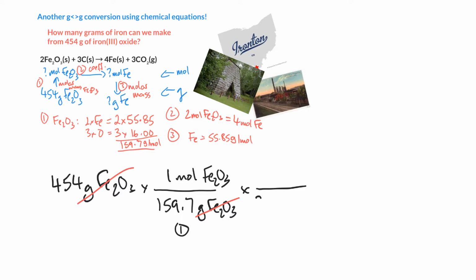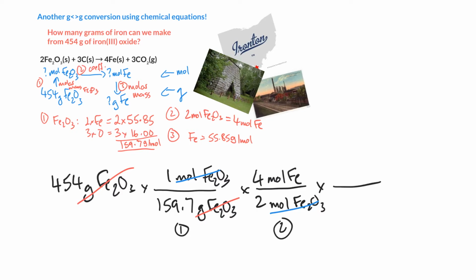Step number 2 was that finger pointing, right? So we pointed at the 2 and the 4 in our equation. So the 2 moles of iron 3 oxide go on the bottom because they have to cancel with the ones on the top, right? So our other finger pointed at the 4 iron. So that's 4 moles of iron. And that is step number 2.